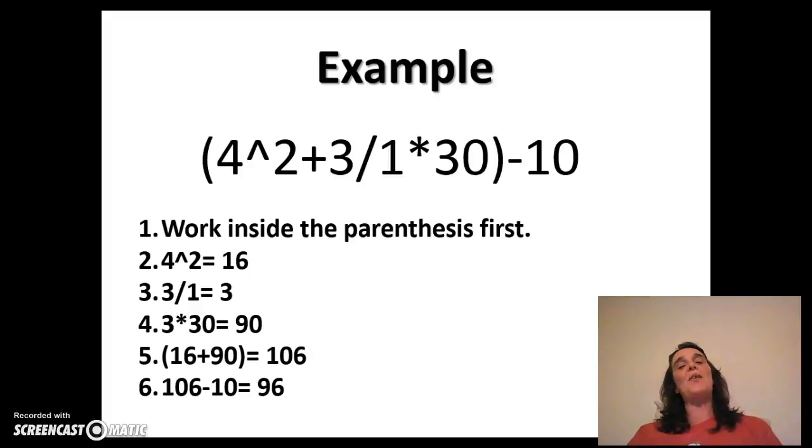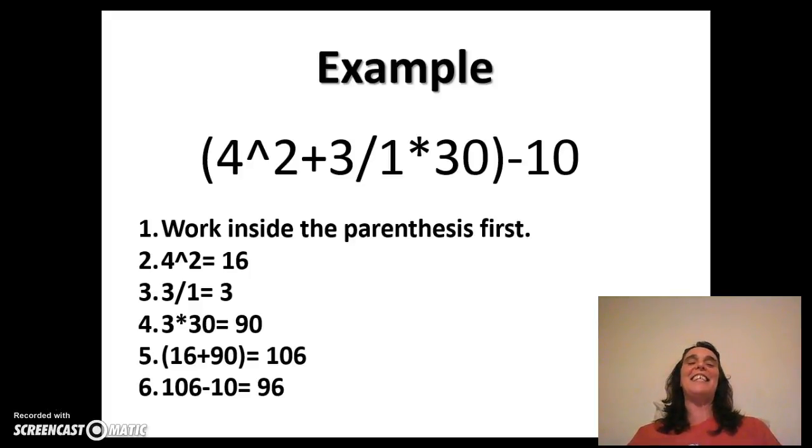So 4 squared is 16. So now we have 16 plus 3 divided by 1 times 30. Next, we need to do our division and multiplication. We need to do it from left to right. So the first one that we need to work on is our 3 divided by 1, which is? Sorry, 3 divided by 1 is 3. Yes, 3 divided by 1 is 3.